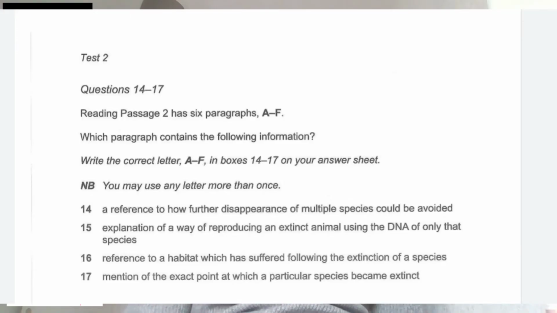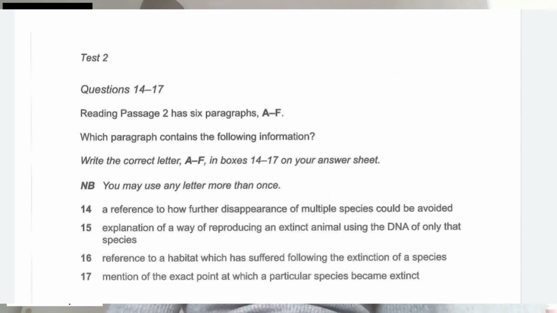Let's go to this statement. Don't forget, always read all the statements. NB, you may use a letter more than once. A reference to how further disappearance of multiple species could be avoided. I don't think they talk about how disappearance could be avoided. No. Explanation of a way of reproducing an extinct animal using the DNA of only that species. They didn't talk about that at all. Reference to a habitat which has suffered following the extinction of a species. They talk about a habitat which has suffered because of the extinction of a species.